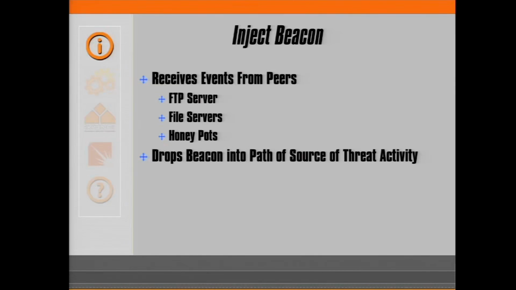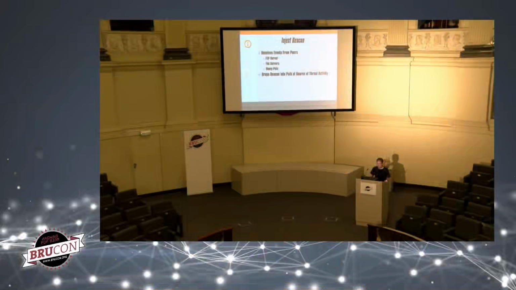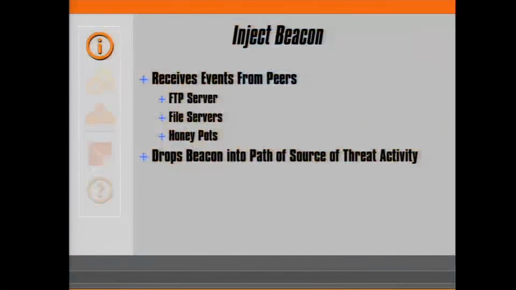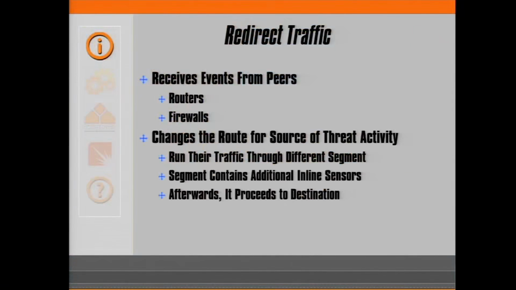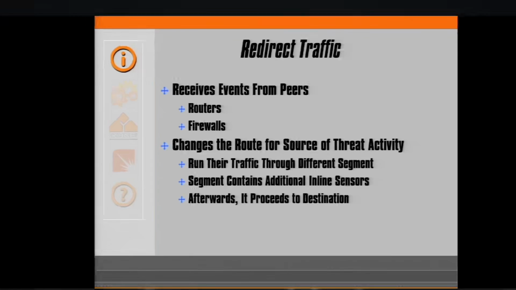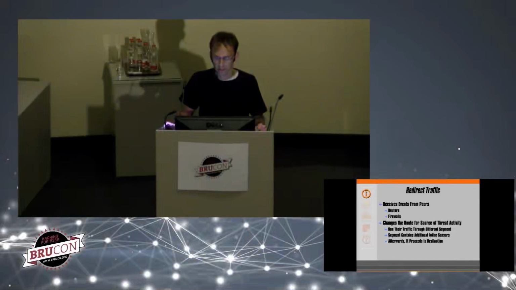Inject beacon. FTP servers, file servers, honeypots can receive events from peers and then drop a beacon in the path of this source of threat activity. It'd be very nice if they would open that file and run it, and then we'd know where they are at. Redirect traffic. Routers, firewalls can receive events from peers, change the route for the source of the threat activity, bring it through an alternate segment, one with additional sensors. You get a closer look, and of course the traffic would then just continue on to its normal destination.